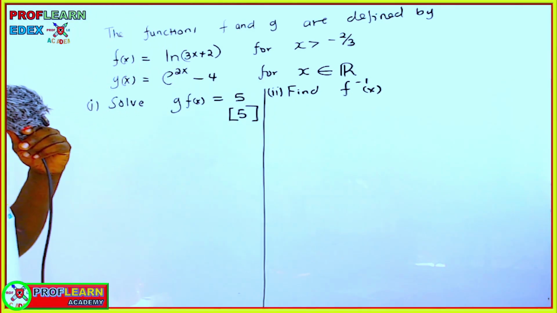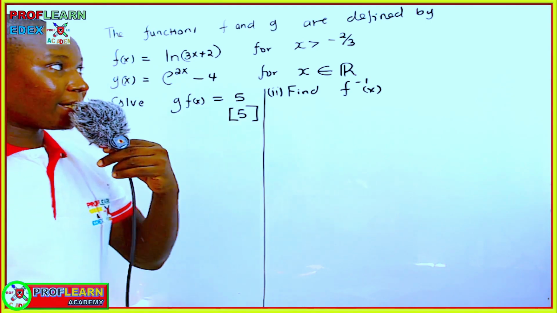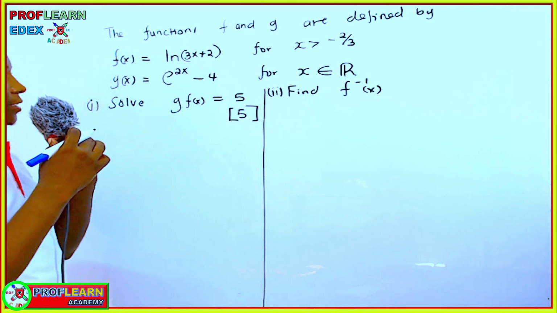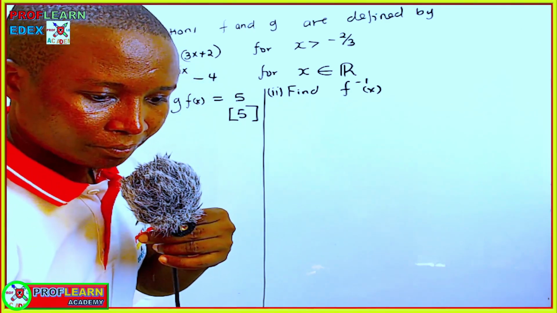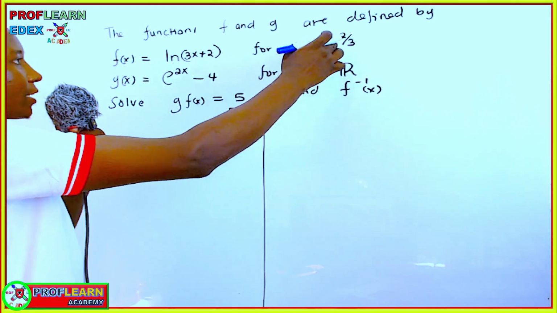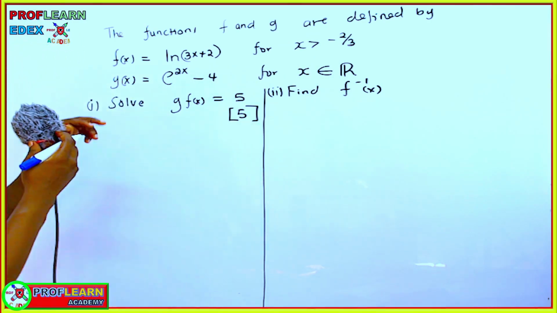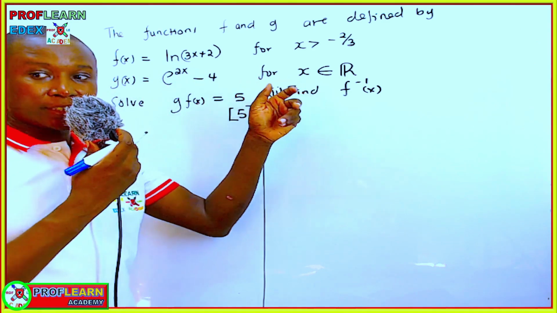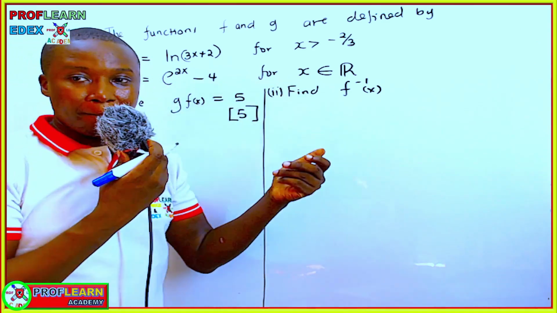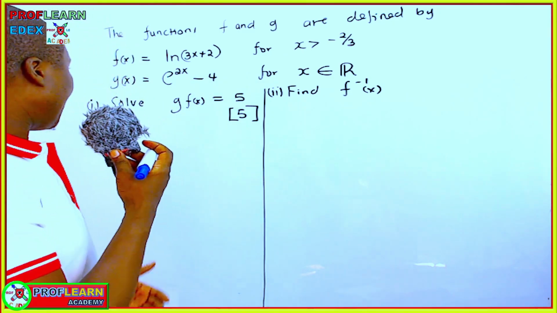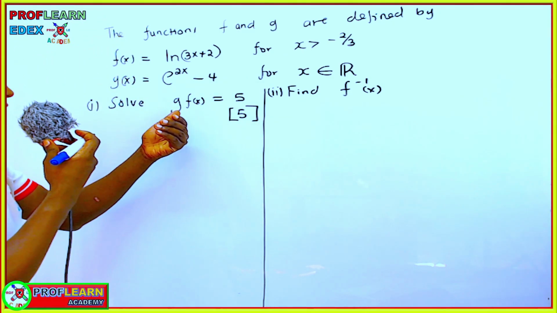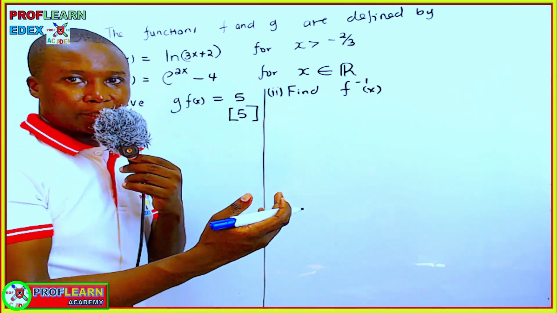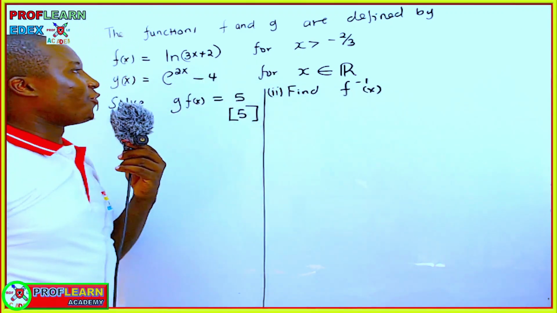Now, in this question, we are told that functions f and g are defined by f of x equals ln(3x + 2) for x greater than negative 2/3, and g of x equals e to the 2x minus 4 for x a member of the real numbers. Then we're supposed to solve gf of x equals 5, and then work out the inverse function of f.